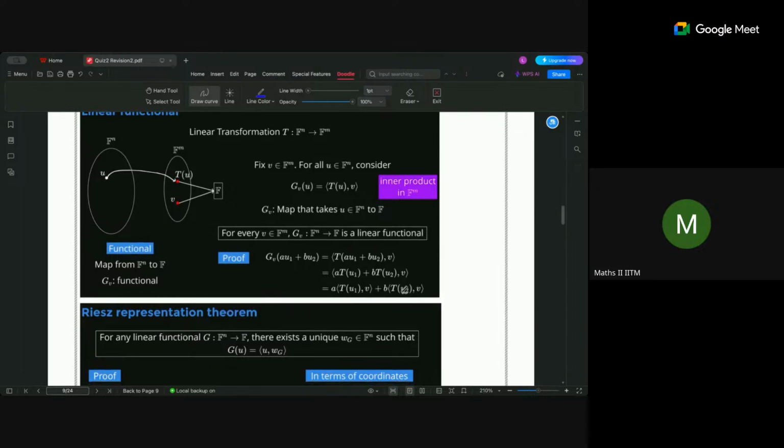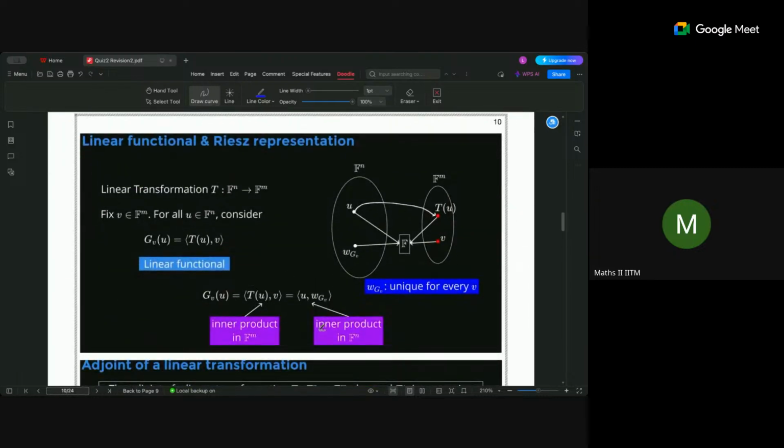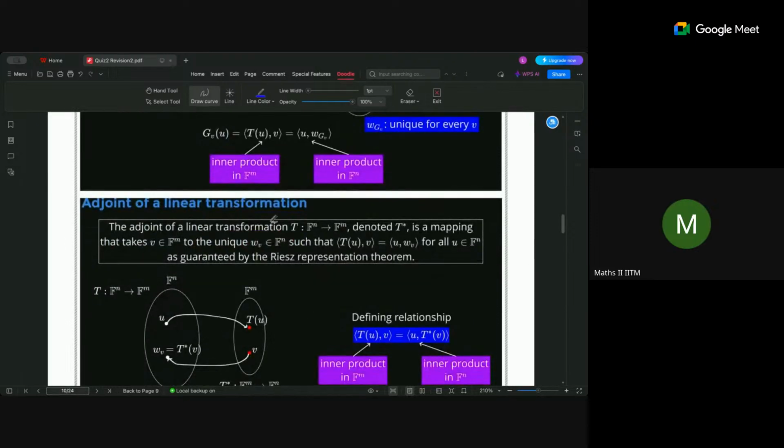And the other way around. Suppose you have any linear functional, meaning a linear transformation from F^n to F, then we can find a vector w_g in F^n which satisfies this condition. So what is the difference between these two? This is an inner product in F^m and this is an inner product in F^n. That is the main difference between these two.